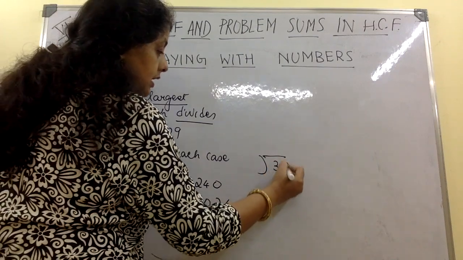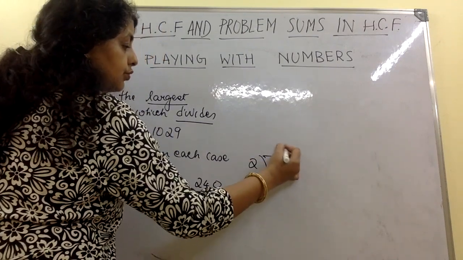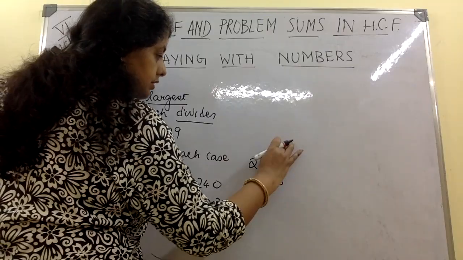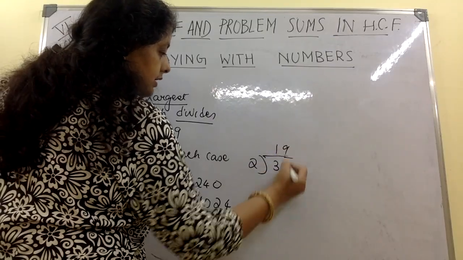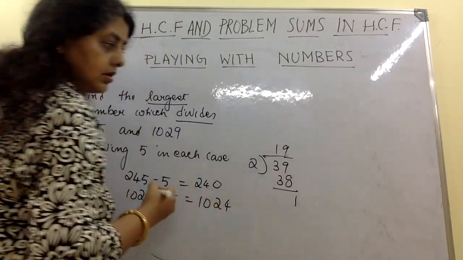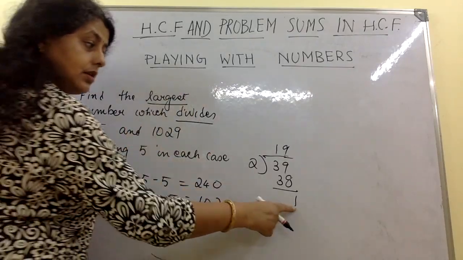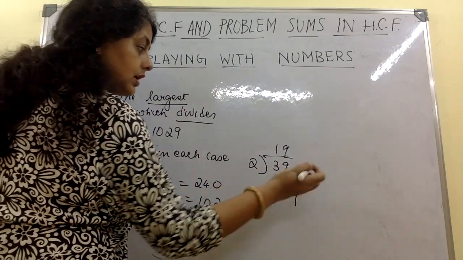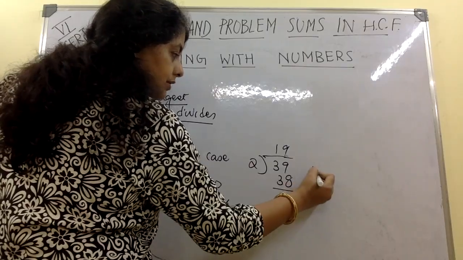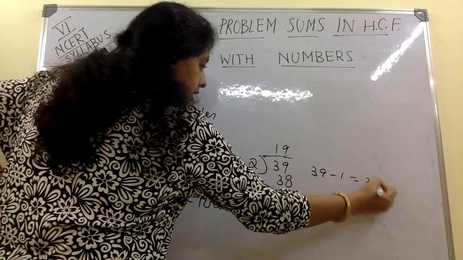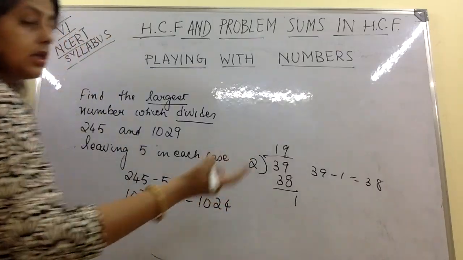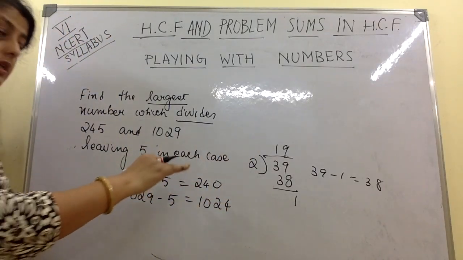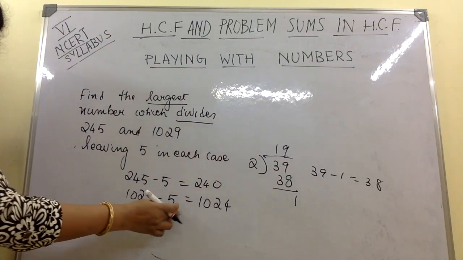I have a 39 and I am dividing with a 2, 218 and 219 and 38 and 1. So in the beginning only, remainder is 1. So in the beginning only, if I take out this one, 39 minus 1, which is 38. Therefore, when I divide 38 by a 2, I don't get a remainder. So that is completely divisible. That is exactly what I am doing here.